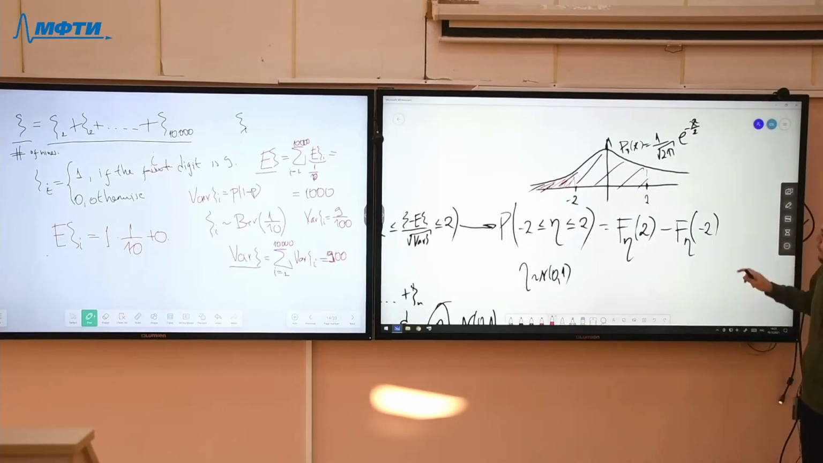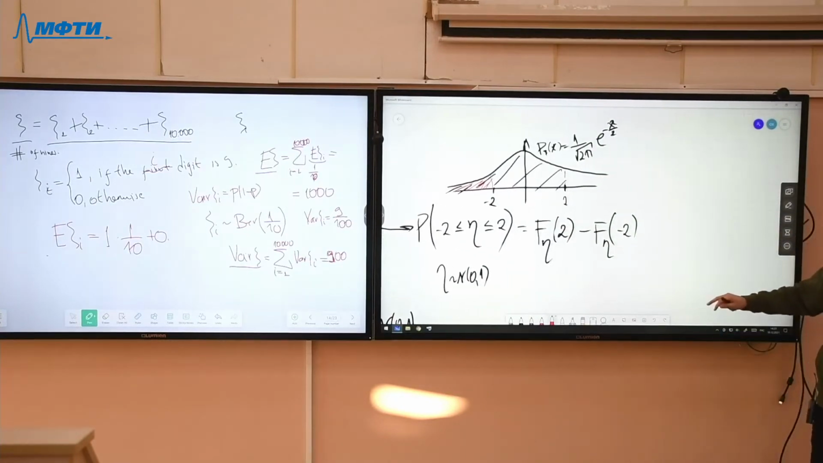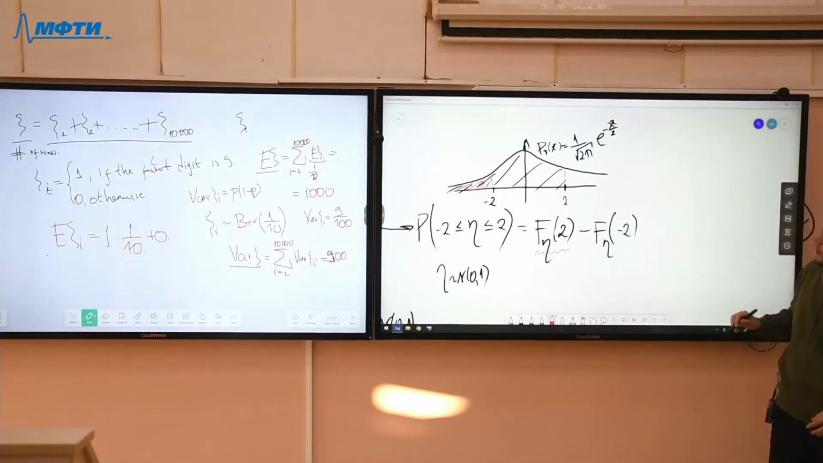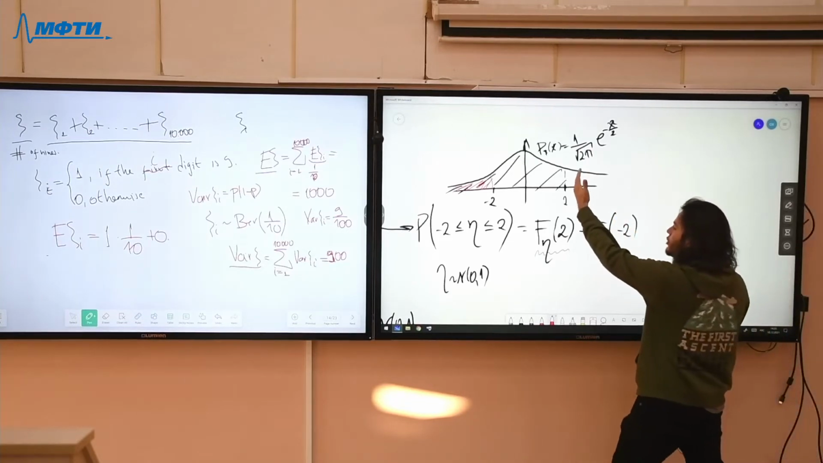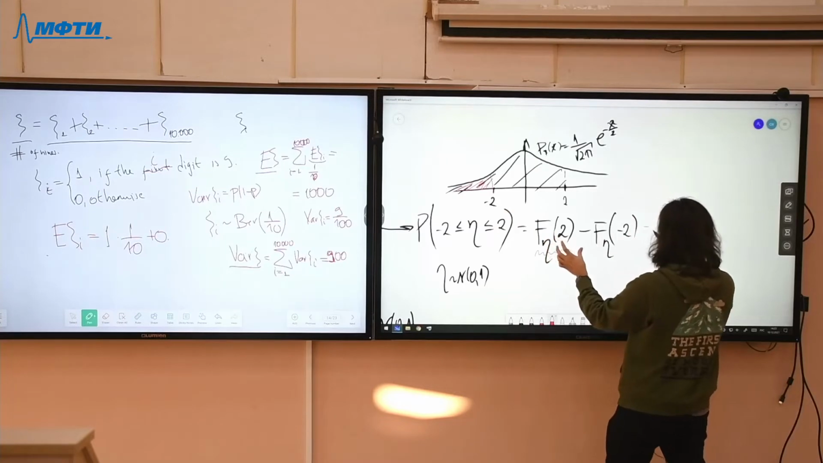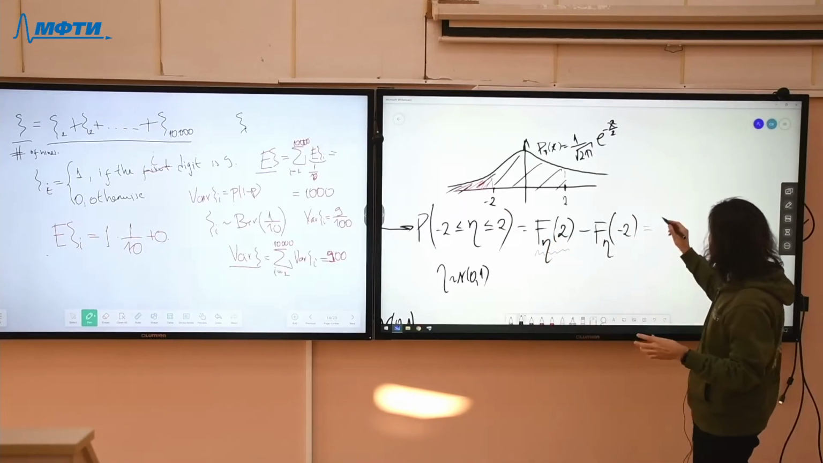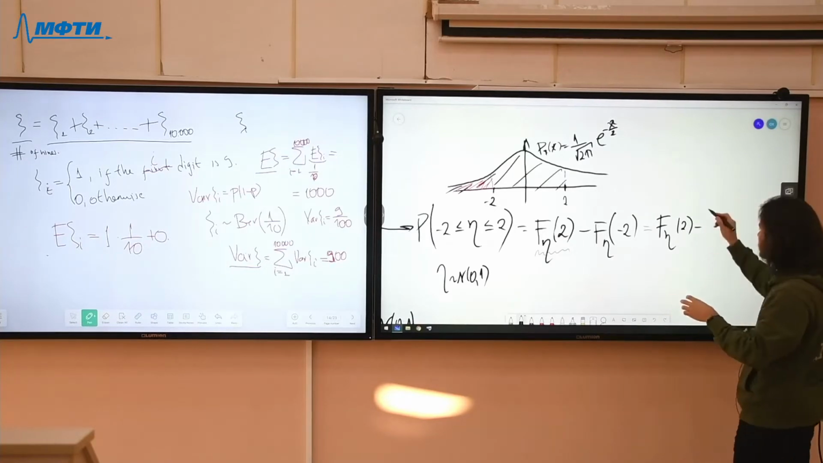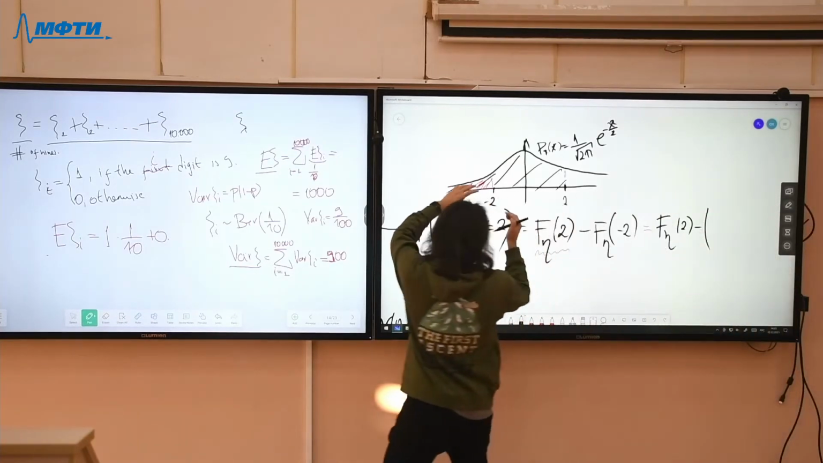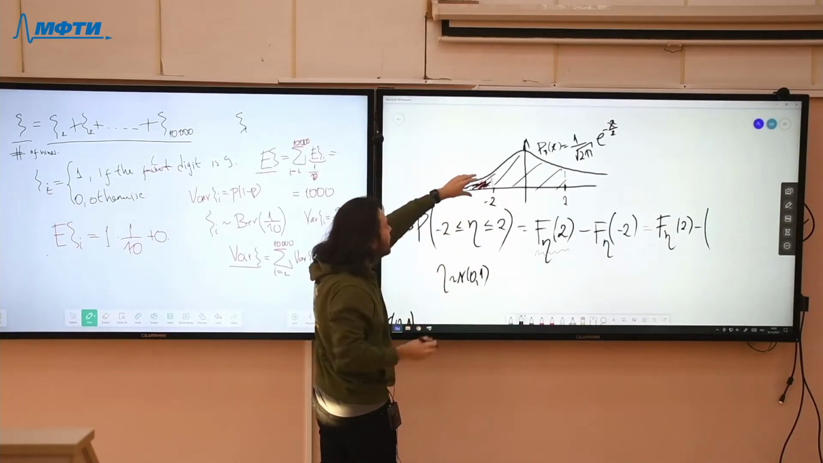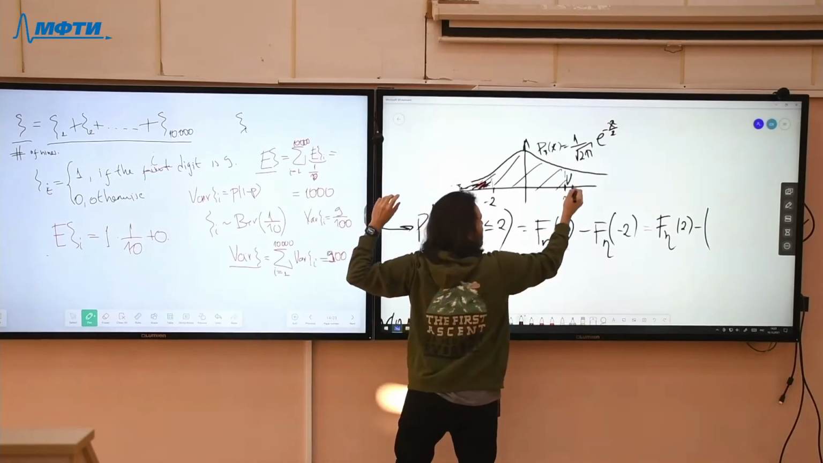But what can we see from here? Let's express all of this just using this. How do we express this using this? Let me write this in a different way. This is F of eta at the point 2 minus, look, this probability is this area from here, but this area is exactly the same as this area.